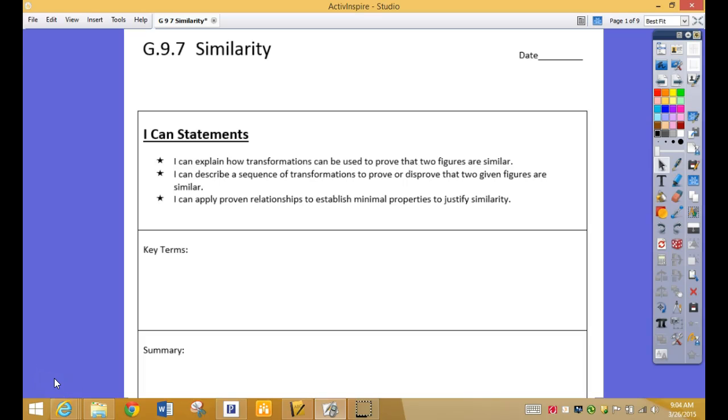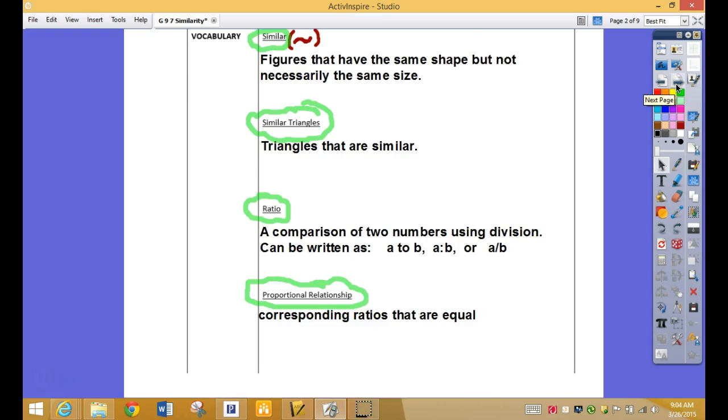9.7 Similarity. All right, 4 vocab words that you need to get into your notes. Similar, and that's the sign for similar. Who remembers the sign for congruent? It was the similar sign, but what was under it? Yep. That's the congruent sign.